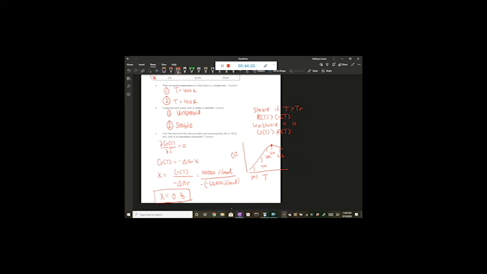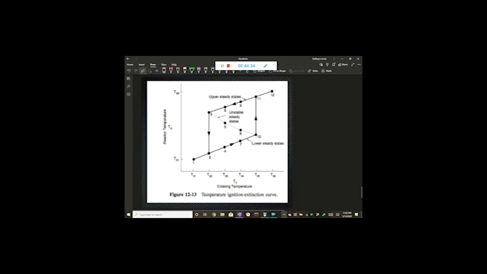Last time I talked to Dr. Nigra, it hadn't been written yet, so I can't know for sure. But over the last 2 years, there has not yet been a question on ignition extinction curves. So I would guess that there is a chance that an ignition extinction curve will be on this exam. So I wanted to quickly talk about ignition extinction curves.